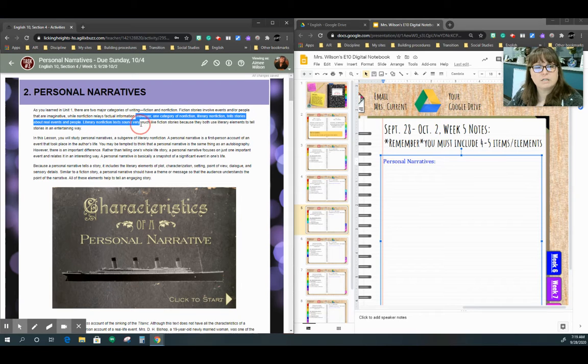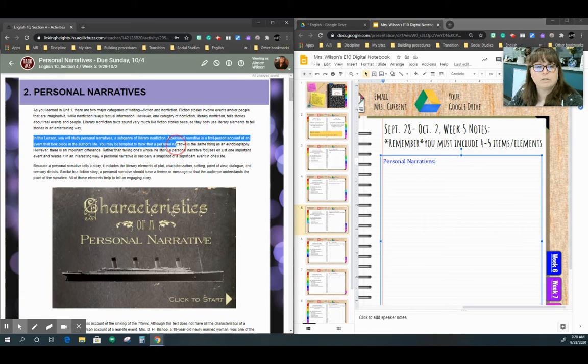Literary nonfiction texts sound very much like fiction stories because they both use literary elements to tell stories in an entertaining way. In this lesson, you will study personal narratives, a subgenre of literary nonfiction. A personal narrative is a first-person account of an event that took place in an author's life.